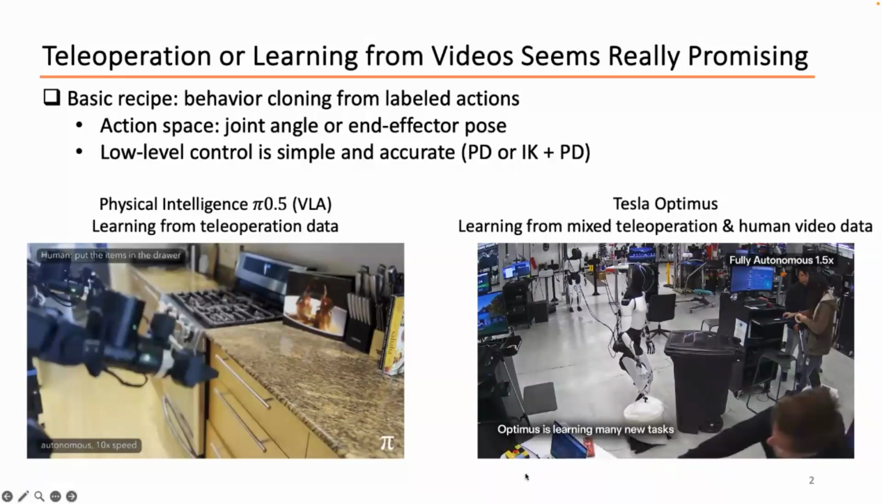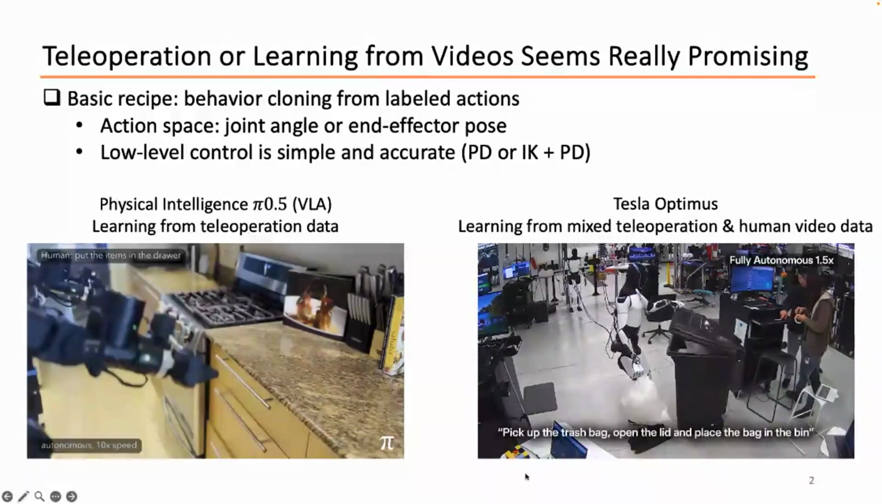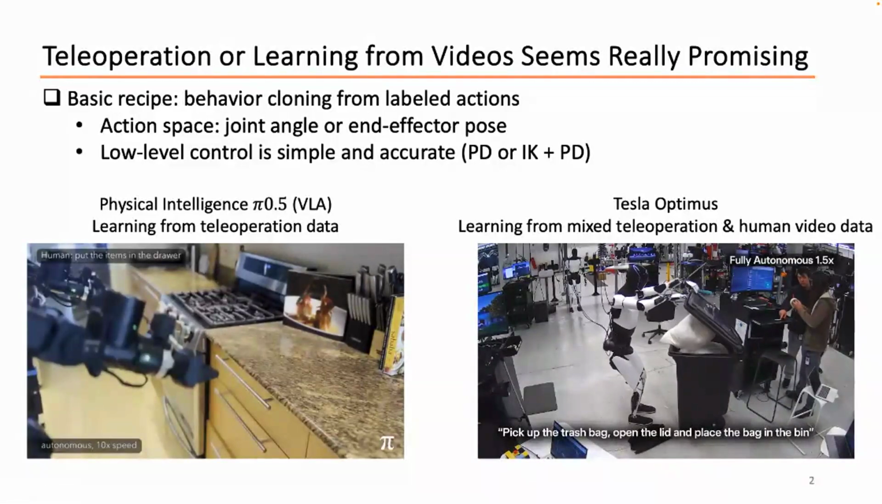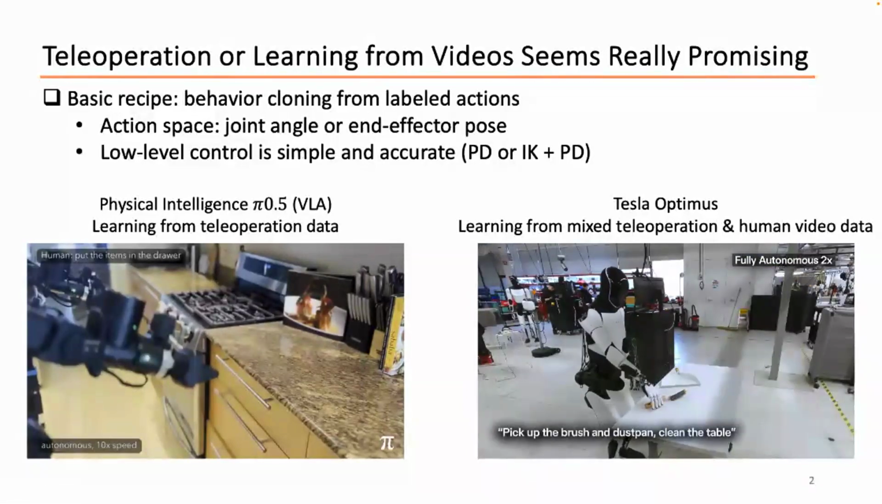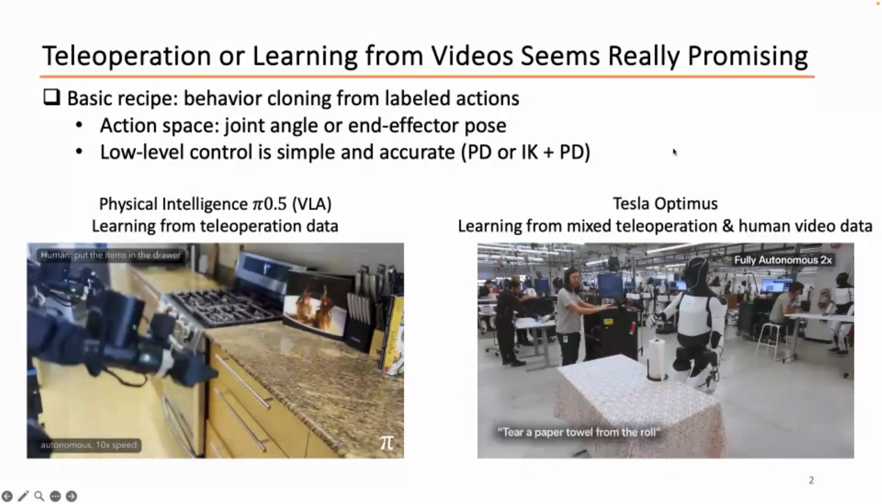So it's pretty impressive. And the second example is, I think 2 weeks ago, the new demo from Tesla Optimus. You can see in this video, the Optimus humanoid can do a lot of interesting household tasks, like put a trash bag in the trash bin, clean the table, etc. And this is a little bit different. It learns not only from teleoperation data, it also learns from some sort of human videos.